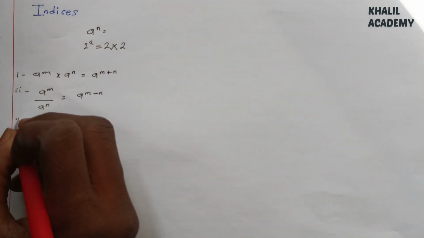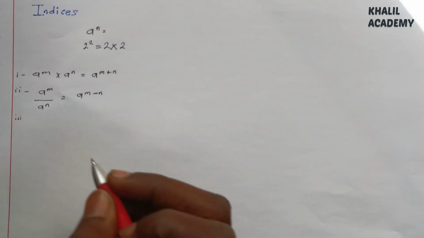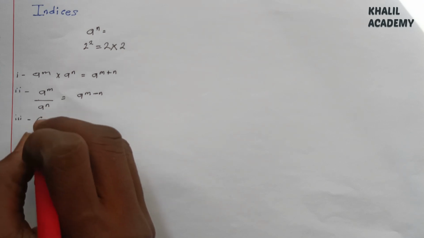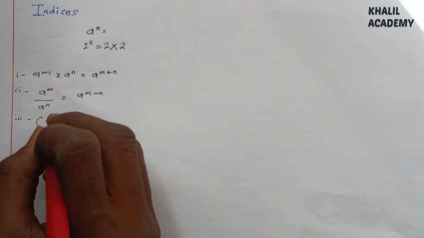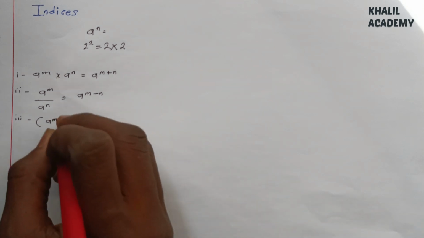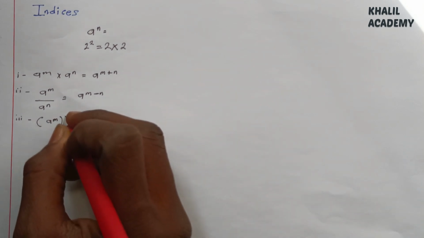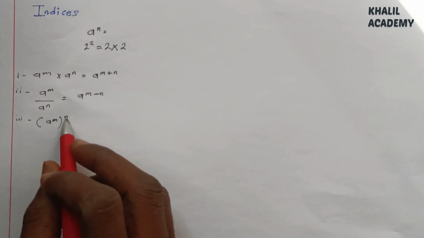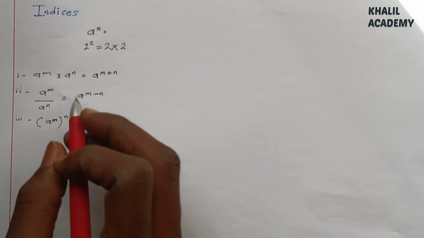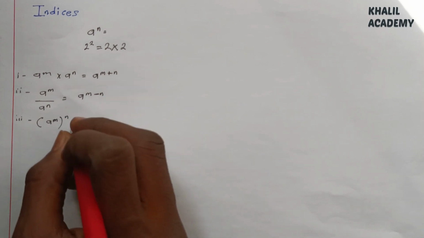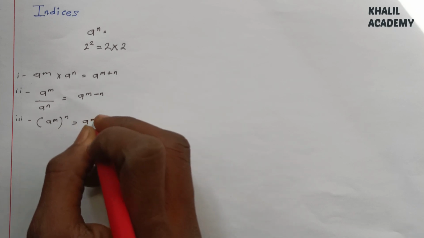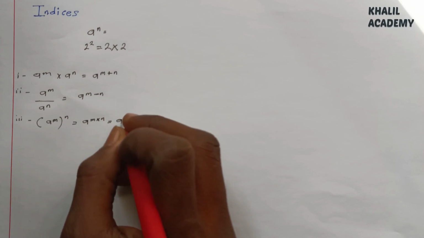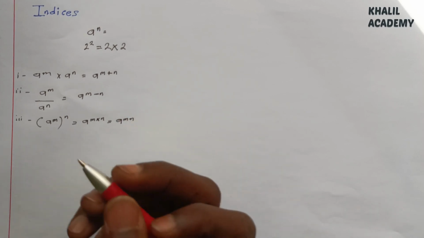The third law is the power law. If there is, in brackets, a^m, and then all to the power of n, in this case, with the same base, if there is a power multiplying a^m, you just multiply the two powers. It will be a to the power of m times n, which is the same as a^(mn).